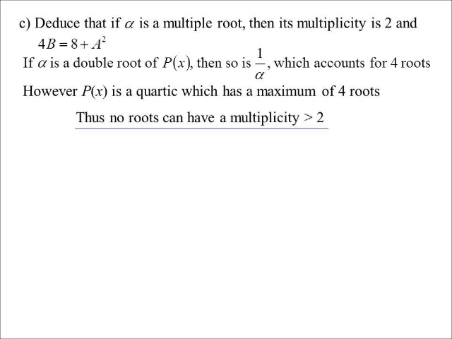So therefore, it would be impossible to have a solution or a root with multiplicity greater than 2. Another way of thinking about it is, say alpha was a triple root. So alpha would appear 3 times. Well, therefore 1 on alpha would appear 3 times. That would give me 6 solutions.